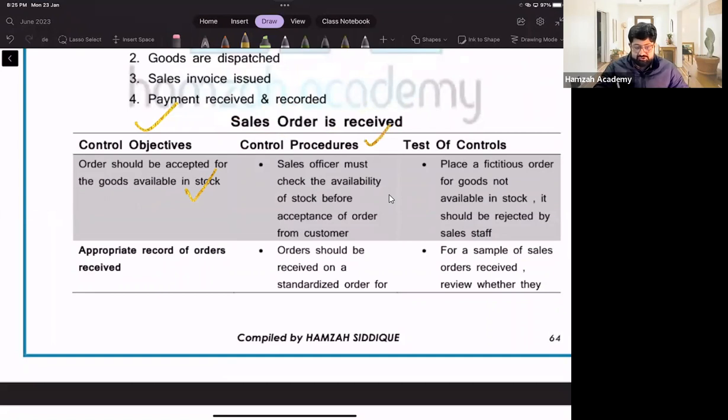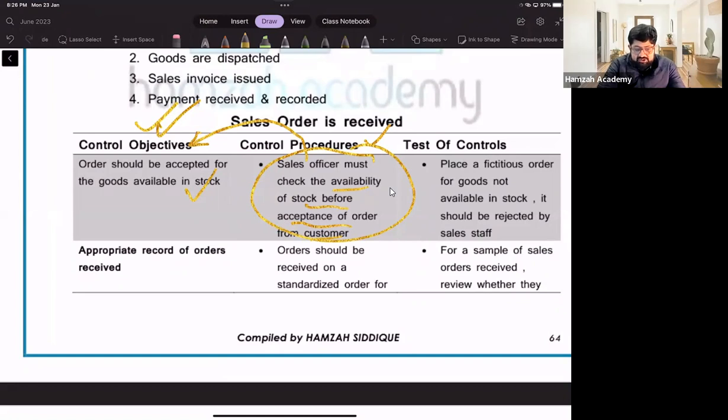Procedure, control procedures. Sales officer must check the availability of stock before acceptance of order from the customer. This is the practical step implemented by the company to achieve this objective. When the customer places an order, they will check availability and then accept the order. Another company, what do they do? For example, order is placed on the website and the website is integrated with the inventory control. So whenever the customer enters the goods, the website automatically rejects it if it is not available in that quantity. It happens. You know that.